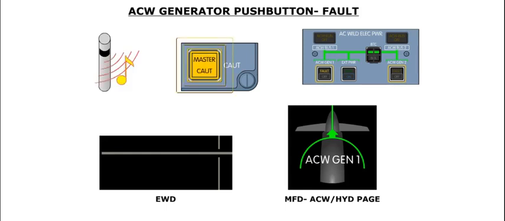Both master caution lights flash. An amber electrical AC wild generator 1 or 2 message is displayed on the EWD. And an amber AC wild Gen 1 or 2 fault label is displayed on the MFD AC wild hydraulic page.